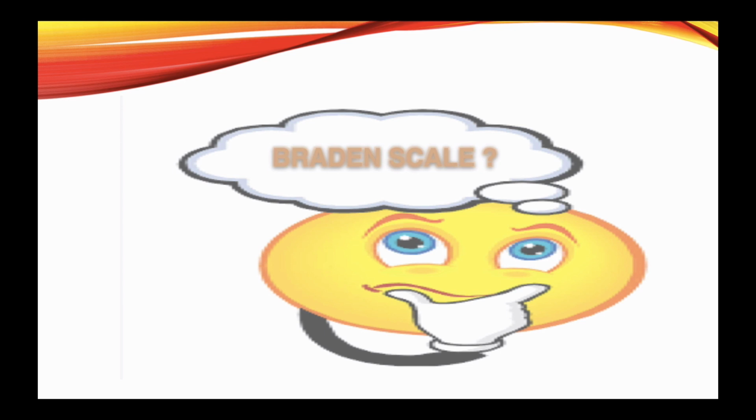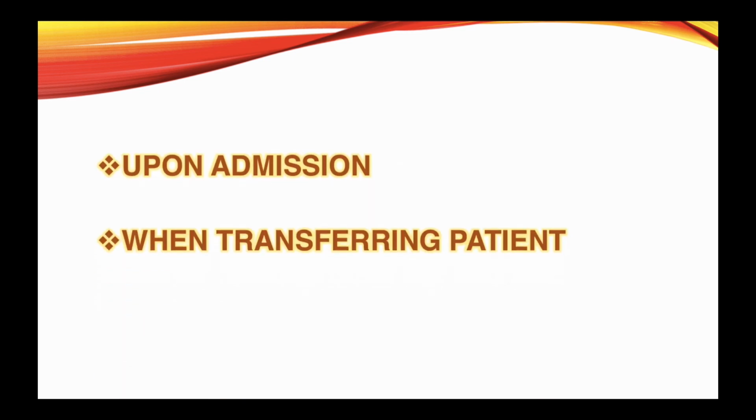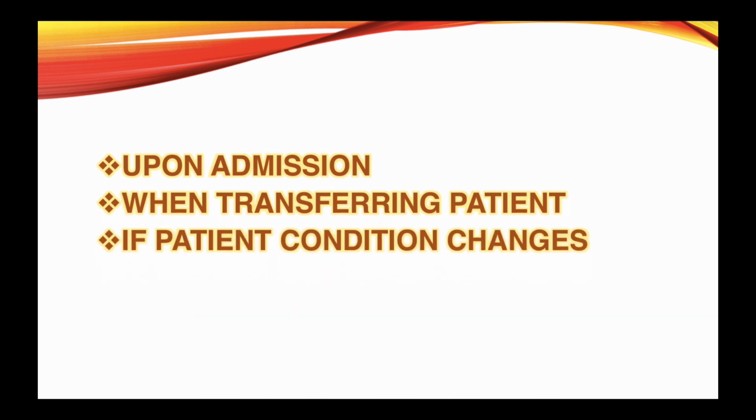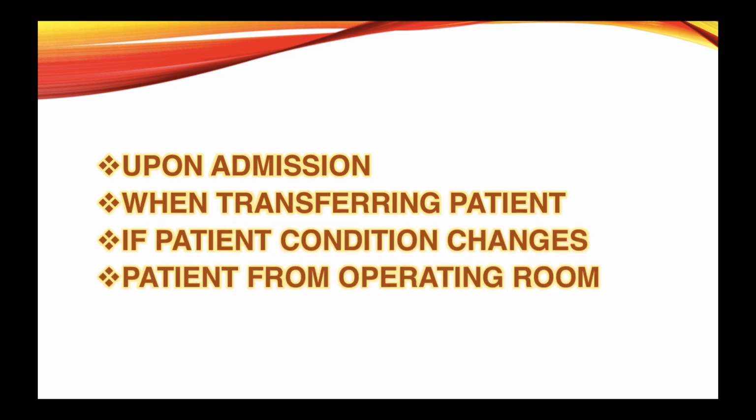The Braden Scale for predicting pressure ulcer risk is a tool that was developed in 1987 by Barbara Braden and Nancy Bergstrom. The purpose of the scale is to help healthcare professionals, especially nurses, assess a patient's risk for developing a pressure injury. In KAAUH, risk for pressure injury development will be evaluated upon admission, when transferring a patient, if patient condition changes, and for patients from the OR.